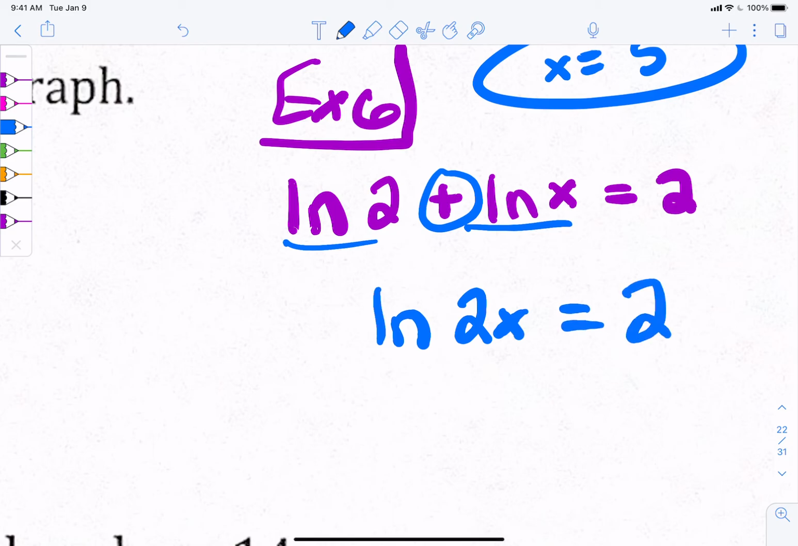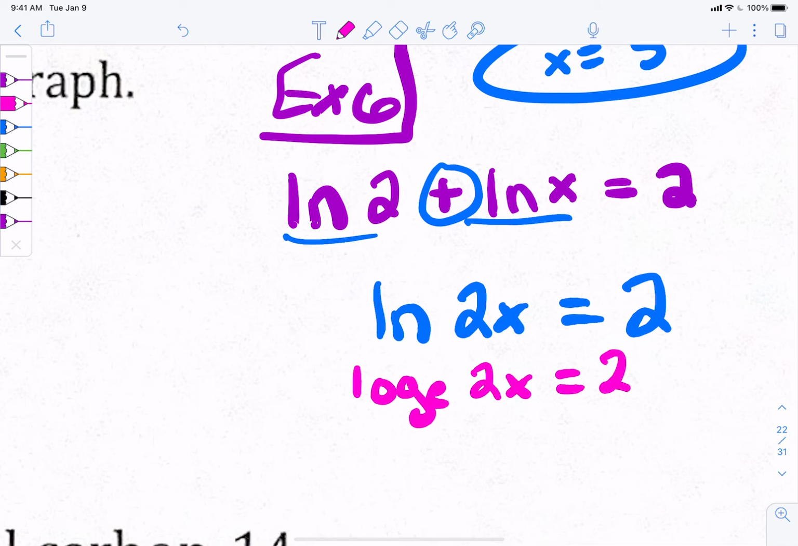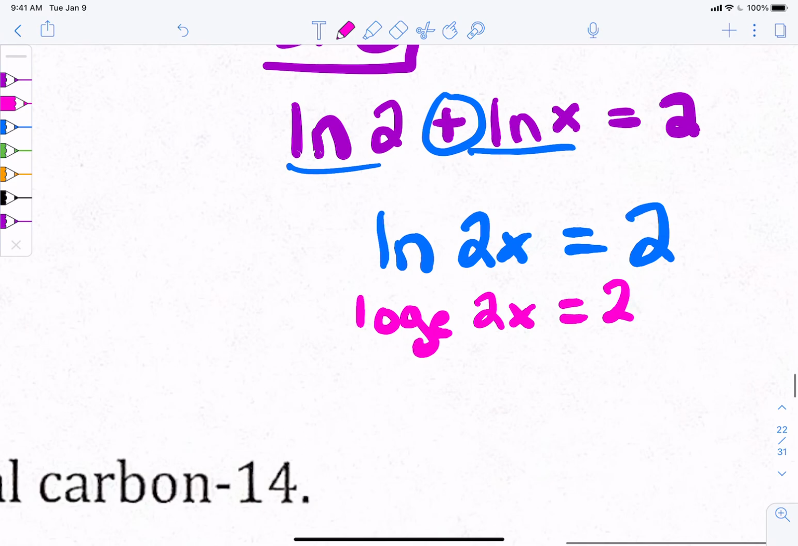Do I divide the 2 over? No, because if you do something to one side, you've got to do it to the other. What is ln? ln is equivalent to log base e, so ln of 2x equals 2 is log base e of 2x equals 2, right? That's what ln is. So I rewrite ln as log base e.